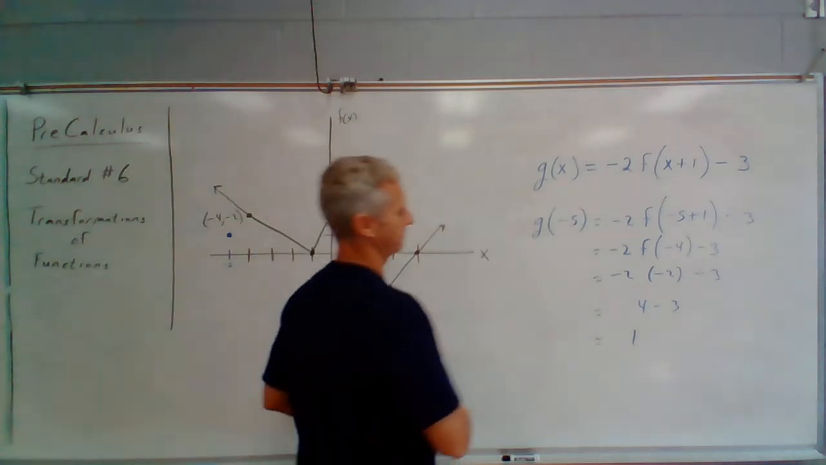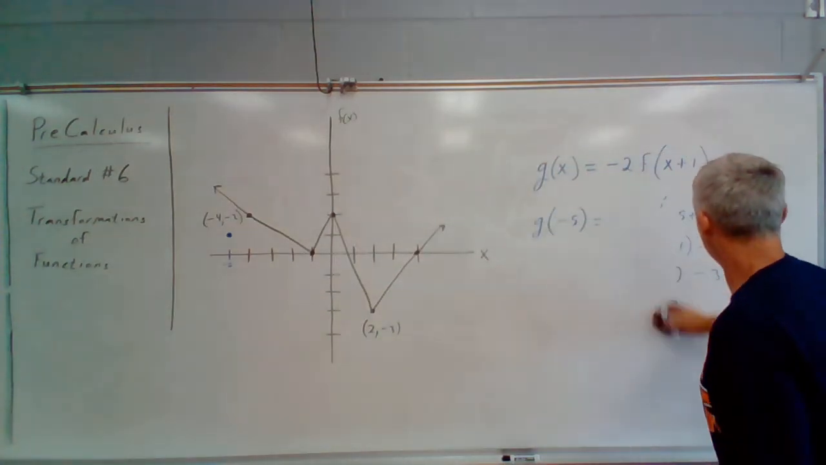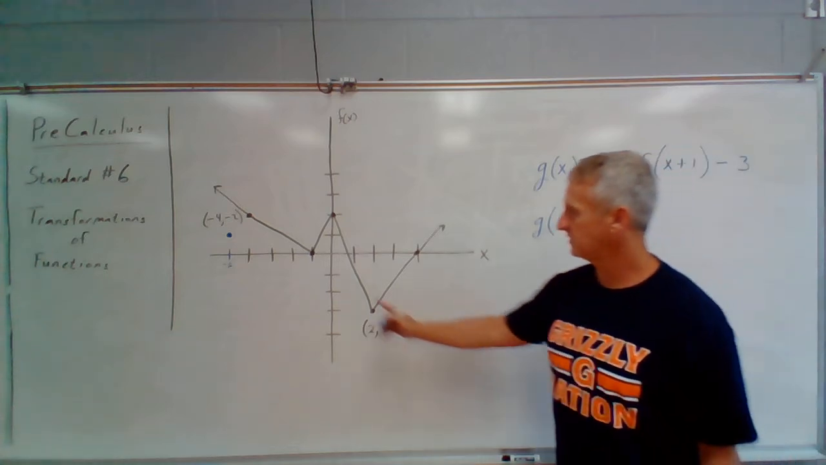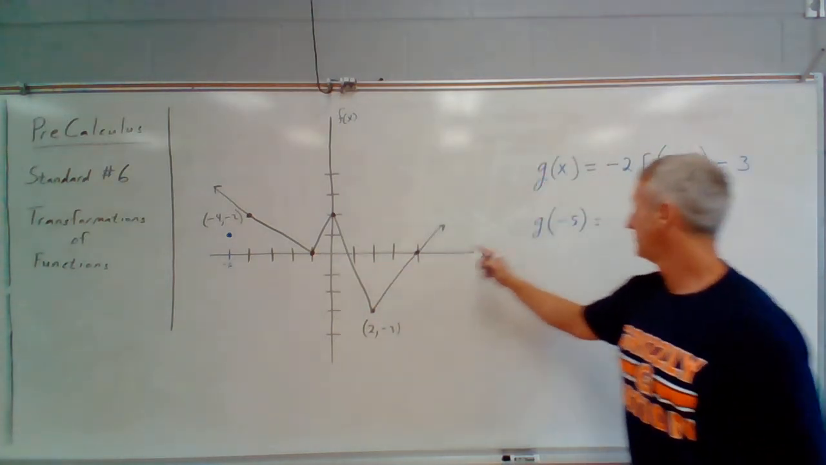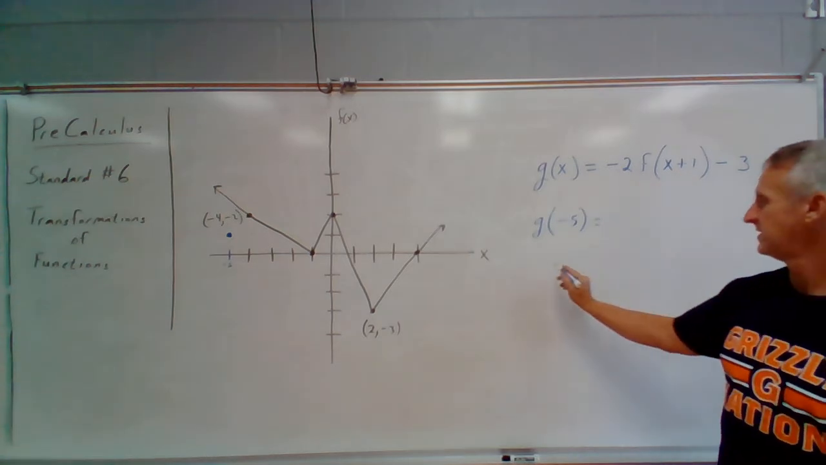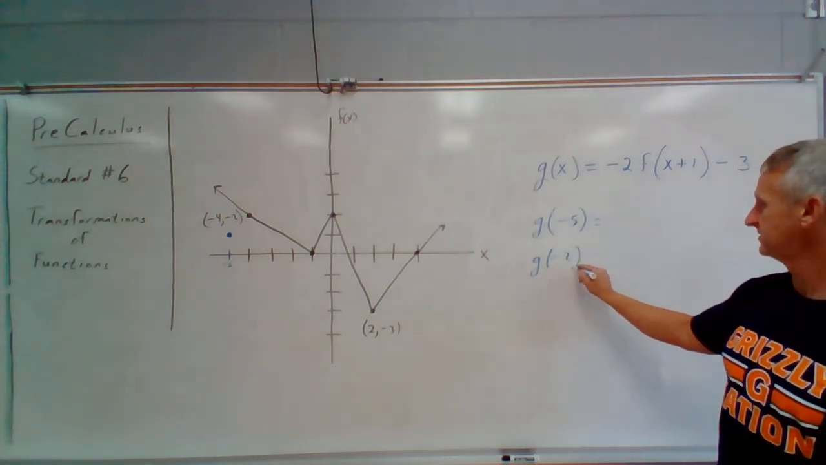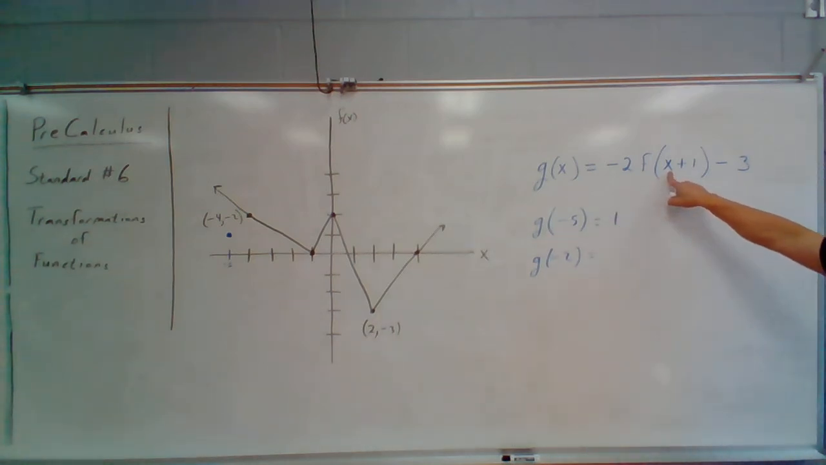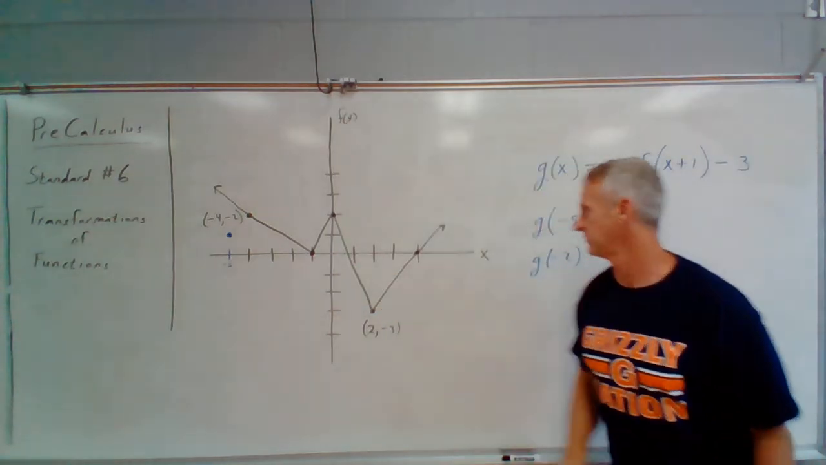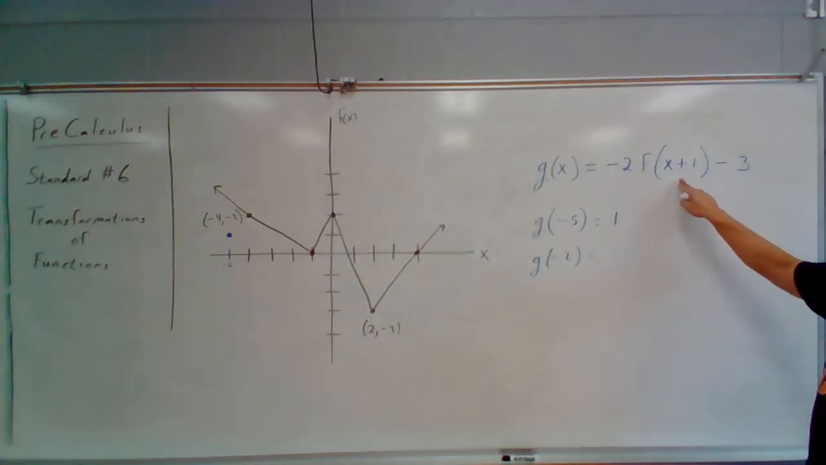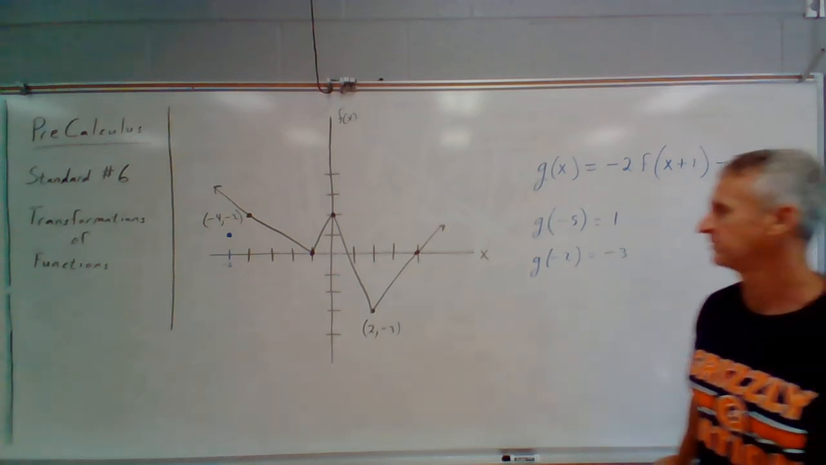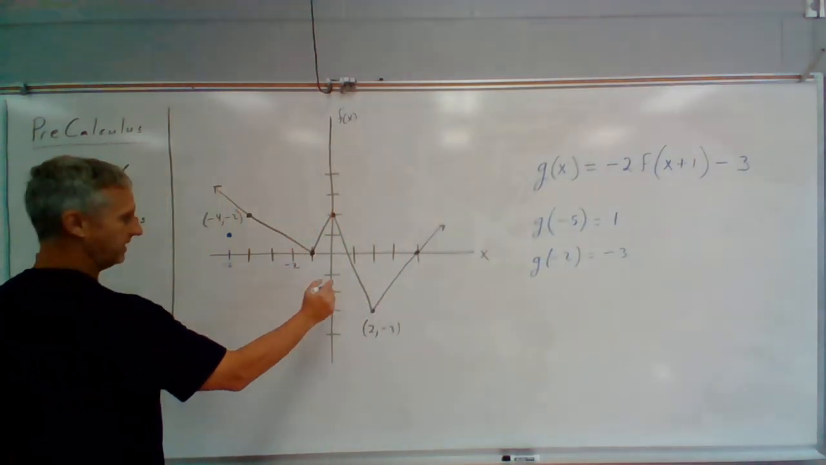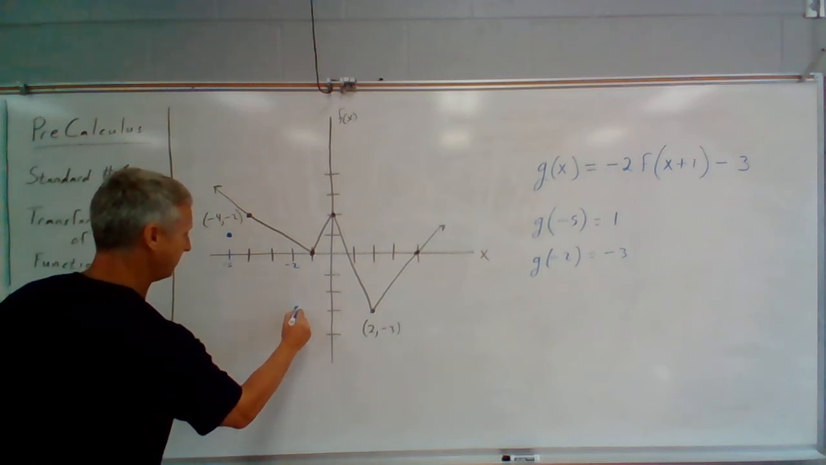Okay, let's try another. Let's consider this point. My x value is -1. I know I need to shift to the left 1. So I'm going to try g of -2. So if I put a -2 in for x, -2 plus 1 is -1. F of -1 is 0. -2 times 0 is 0. 0 minus 3 is -3. So I plug in a -2 and I get a -3.